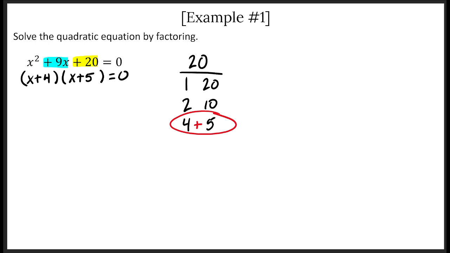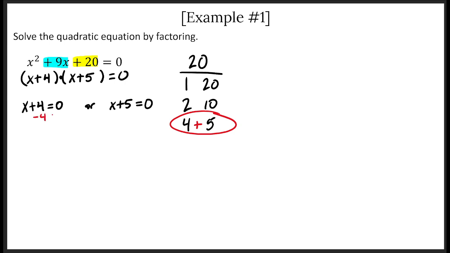Now, we also have this other concept of zero product property. If I am multiplying something and my answer is 0, that means one or both factors must be equal to 0 in order to make 0 as an answer. So we need to actually split our answers apart. I could have x plus 4 equal to 0, or I could have x plus 5 equal to 0. So I got two little miniature equations I need to solve here.